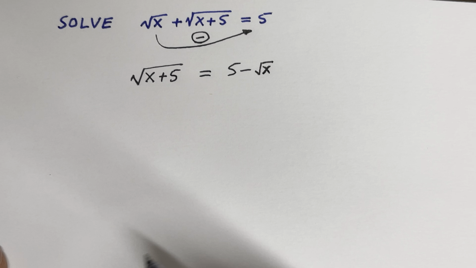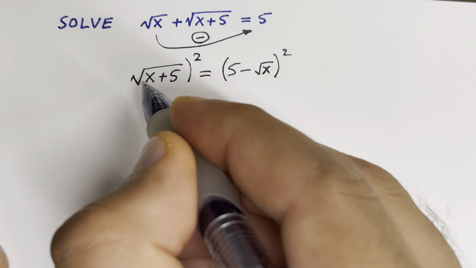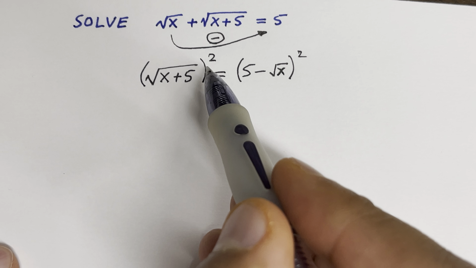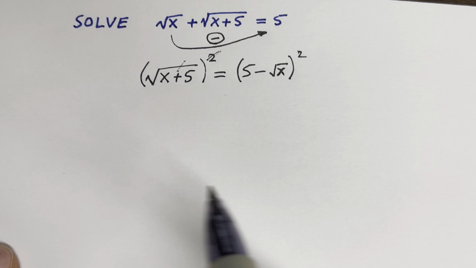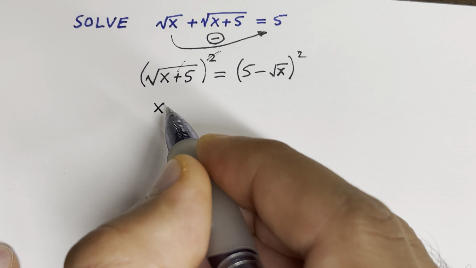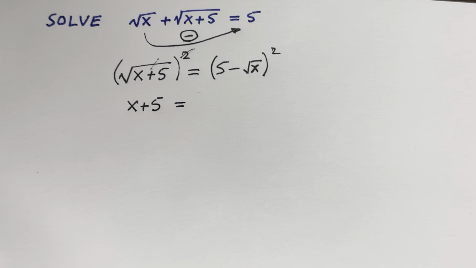Okay, then the next step is to take the square on both sides. The reason why we are taking the square on both sides is because then we can get rid of the square root on the left hand side. So it means we have x plus 5 on the left hand side. And what will we do on the right hand side?